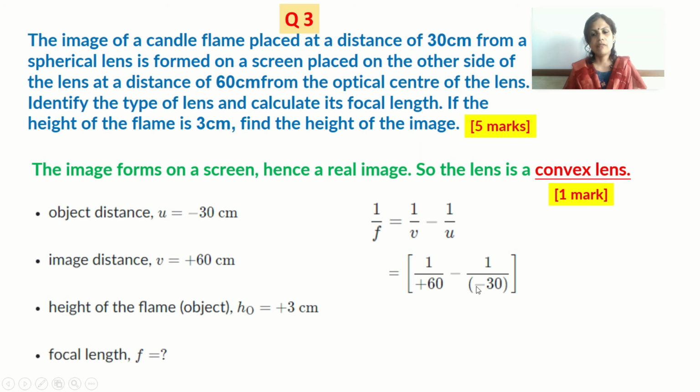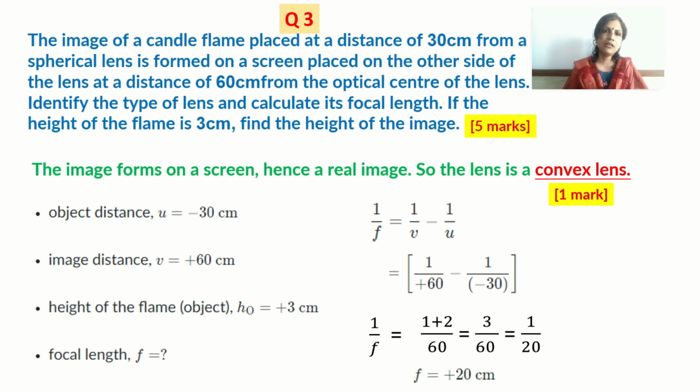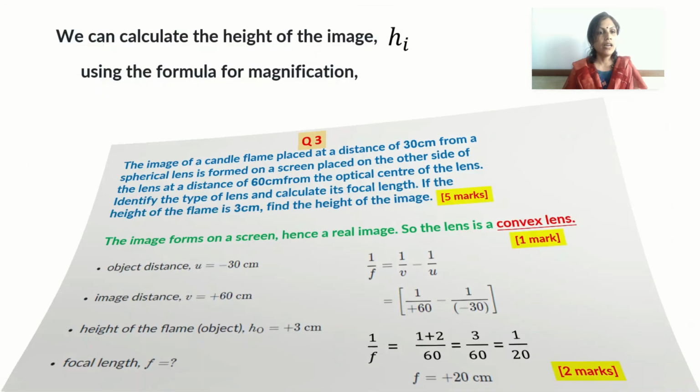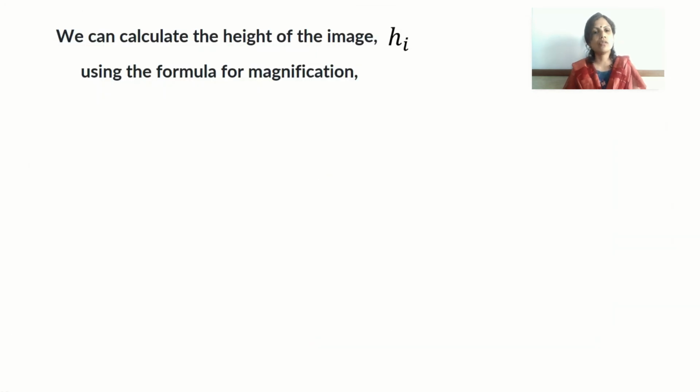So let's have 60 as LCM and find out. 1 upon f is equal to 1 plus 2 upon 60, 3 by 60, which is equal to 1 upon 20. So f is equal to plus 20 centimeter, which is the focal length. And for calculating this, you will be given 2 marks. Next part of the question is to find the height of the image, and for finding height of the image we will make use of the magnification formula.